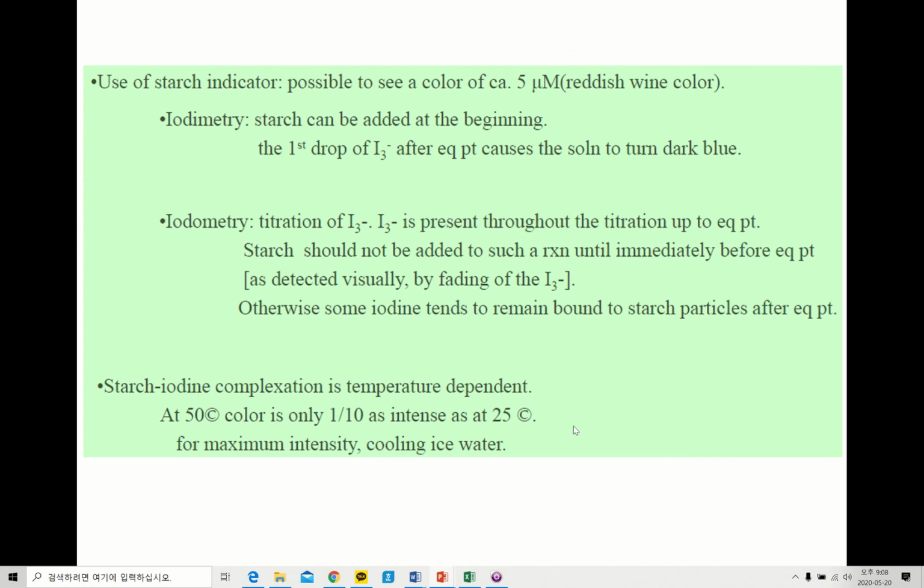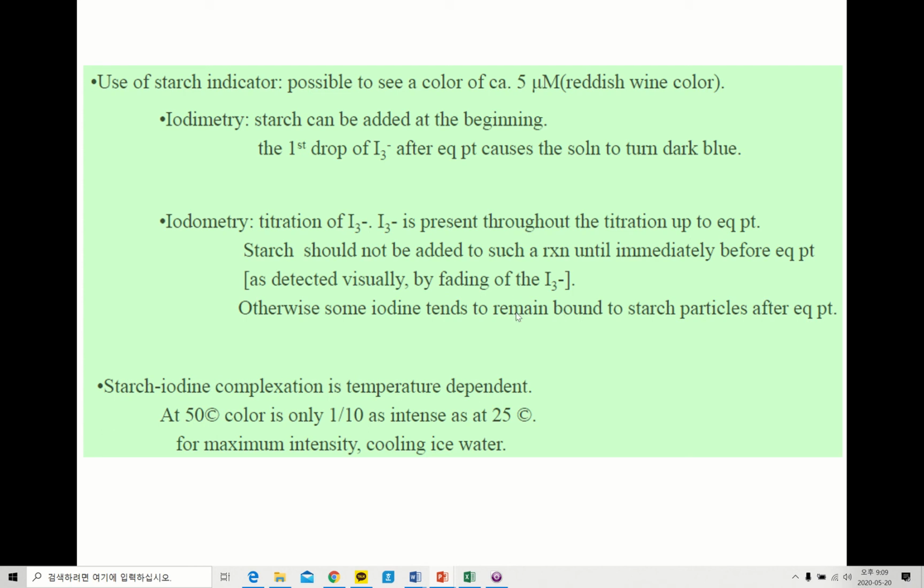If you add the starch indicator too early, then some iodine tends to remain bound to starch particles after the equivalence point. So it is not easy to stop precisely at the equivalence point.